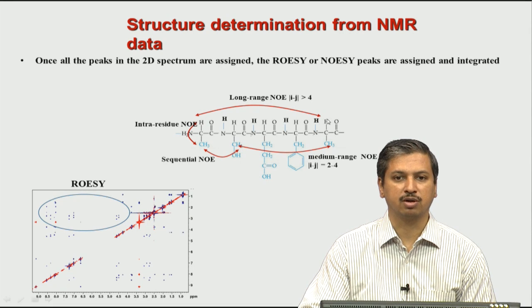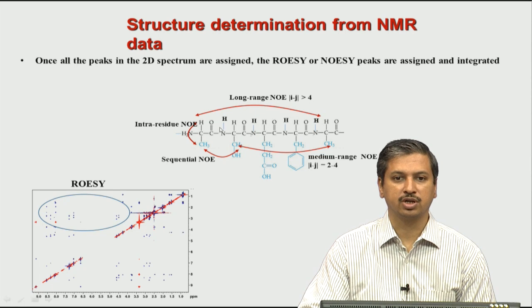But if you see a distance between two atoms, or cross peak chemical shift correlation between two atoms which are very far away in sequence but close in space, and that is i minus j is more than 4, then we use the word long range NOE. So, this is a long range NOE between two atoms.